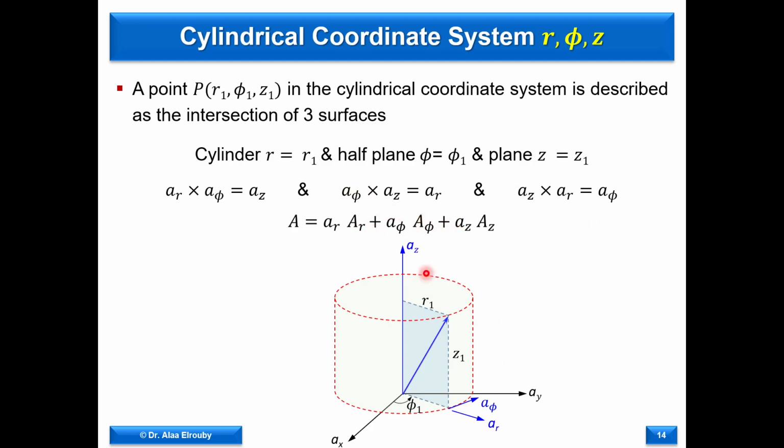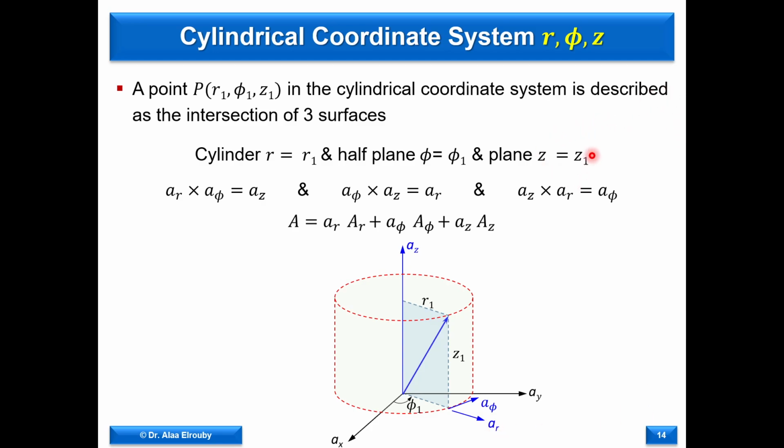Same thing for a phi. a phi is going away from the z-axis, tangential to this circle. So at this point here it is going in the aY direction, and at this point here it is going in the minus aX direction. So a phi also is of varying direction. The unit vectors a phi and aR change their direction as we go from one point to the other, while their magnitude is constant and equal to 1.